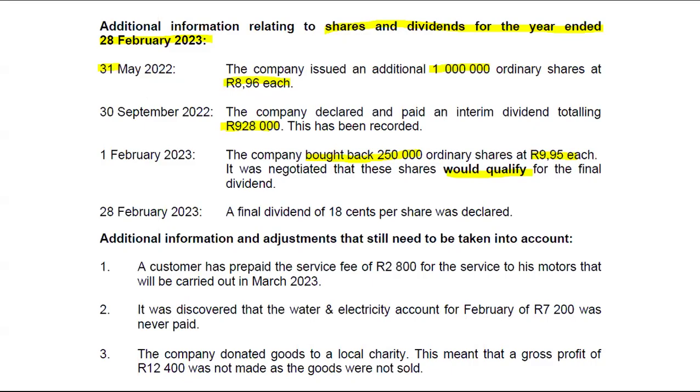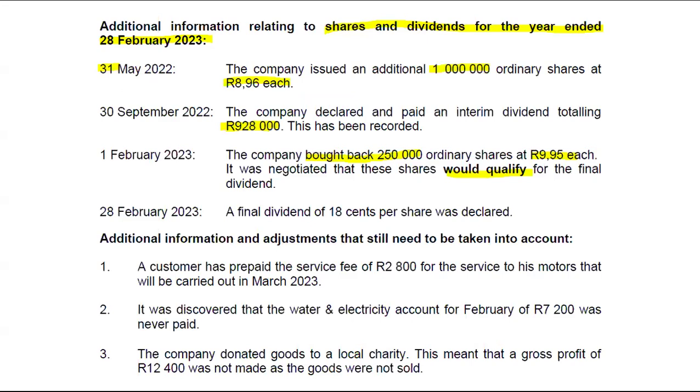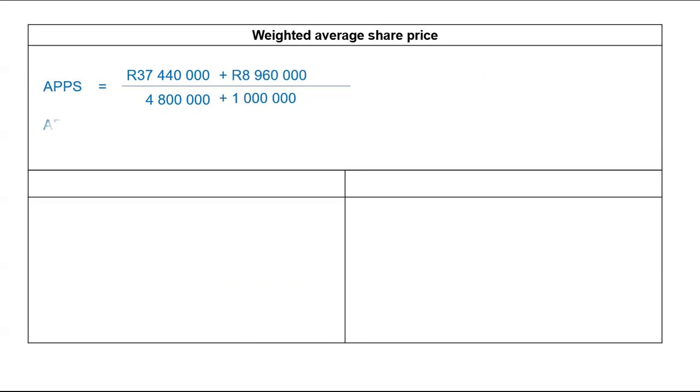Did we issue any shares before the buyback? Yes, on the 31st of May, 1,000,000 shares issued at 8 Rand 96 each. So in the numerator, the share capital will be that million multiplied by 8 Rand 96 cents, which will give us 8,960,000 divided by the number of shares that were issued, which will be 1,000,000. Was there any issue of shares before the buyback besides those two? No. So basically, we're going to simply close it off and just calculate our EPS. EPS here will be 8 Rand.